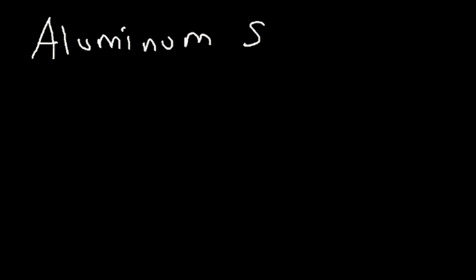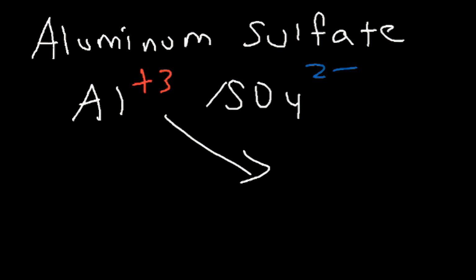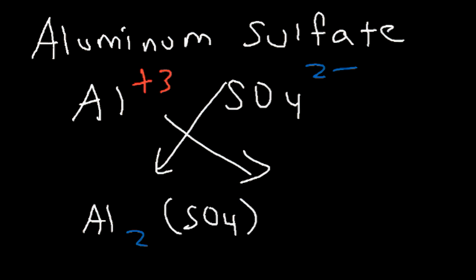Now what about aluminum sulfate? Aluminum has a plus 3 charge, and sulfate, this is where you need to know your polyatomic ions, it's SO4 2-. So using the crisscross method, it's going to be Al2(SO4)3. Now whenever you have multiple polyatomic ions, you need to enclose it within a parenthesis.